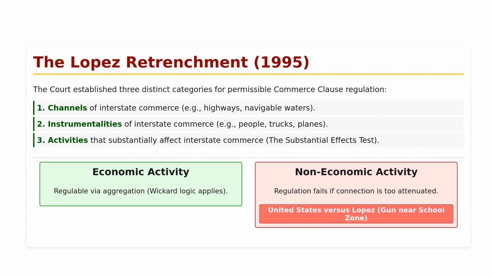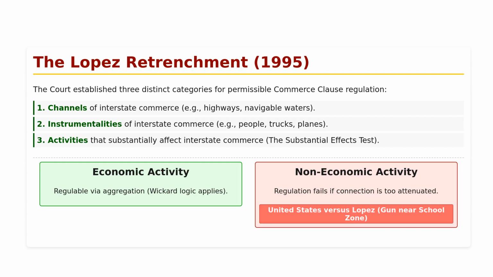Congress can regulate three things: the channels of interstate commerce, the instrumentalities of interstate commerce, and activities that substantially affect interstate commerce. Lopez focused on the third category.